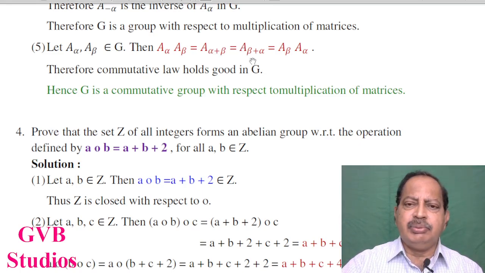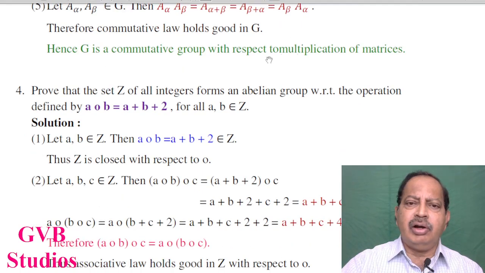Again, using the closure property, we can write this as A beta into A alpha. Thus, A alpha into A beta is equal to A beta into A alpha. This is called the commutative law. Therefore, the commutative law holds good in G. Hence, G is a commutative group with respect to multiplication of matrices.